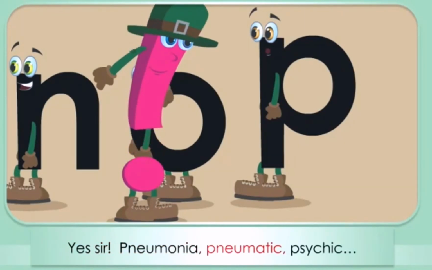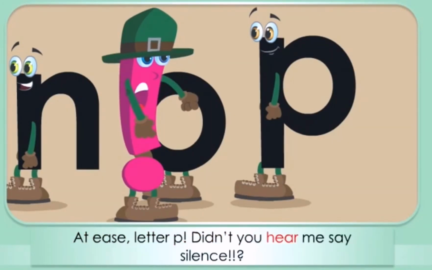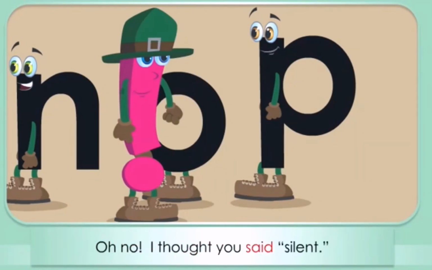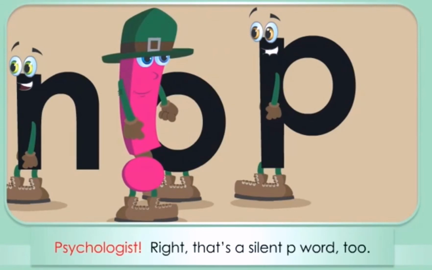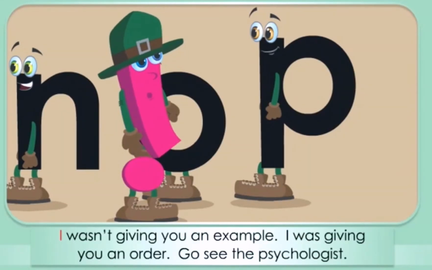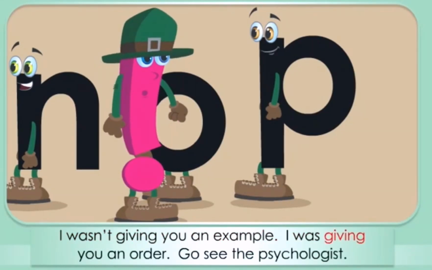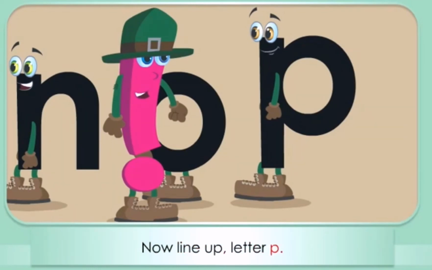Pneumonia. Pneumatic. Psychic. At ease, letter P. Didn't you hear me say silence? Oh, no. I thought you said silent. I was giving examples of words that begin with silent P, like pseudo and psychologist. Right, that's a silent P word, too. I wasn't giving you an example. I was giving you an order. Go see the psychologist. Now line up, letter P.